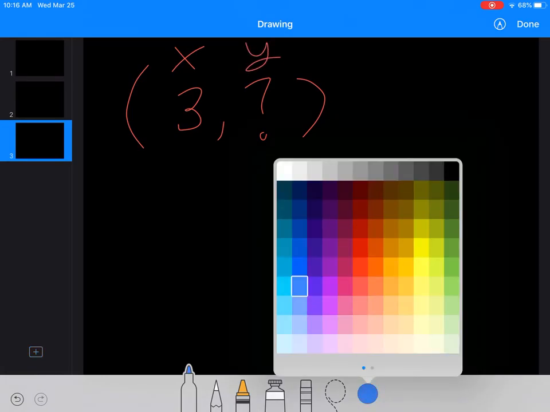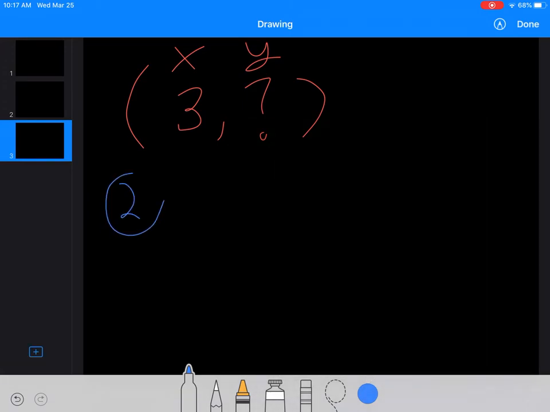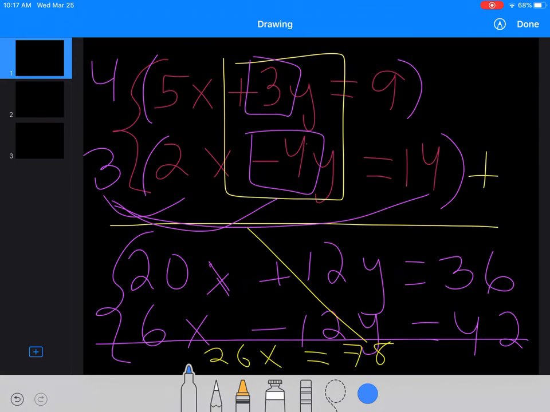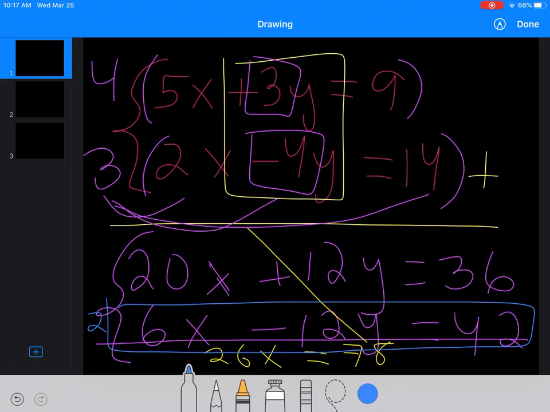So all we have to do now is the easy part. We're just going to substitute in that value of x into one of the equations. In this case, let's substitute it into equation 2. So here's equation 2 from earlier: 2x minus 4y equals 14. We don't want to pick the modified equation 2, even though you will get the same answer, because the numbers will be too big. So let's just go back to the original equation 2.